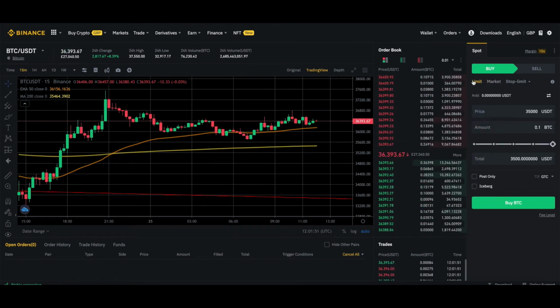Now if you are doing a limit order, your fees are going to be less than if you're doing a market order.